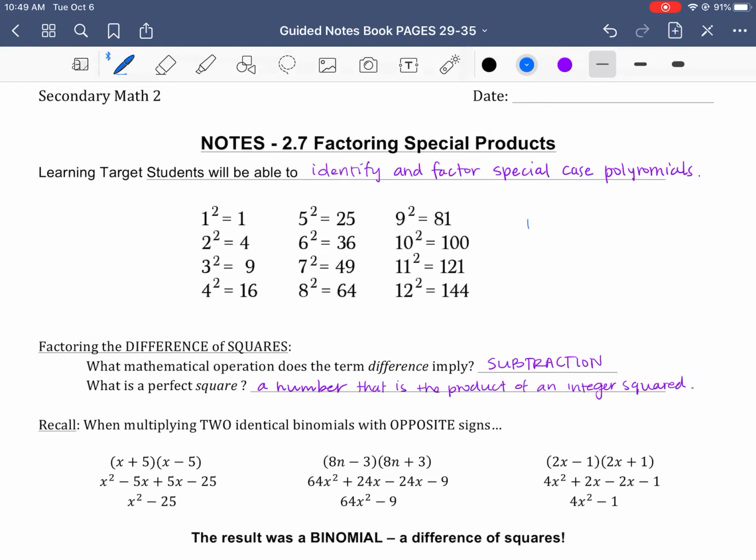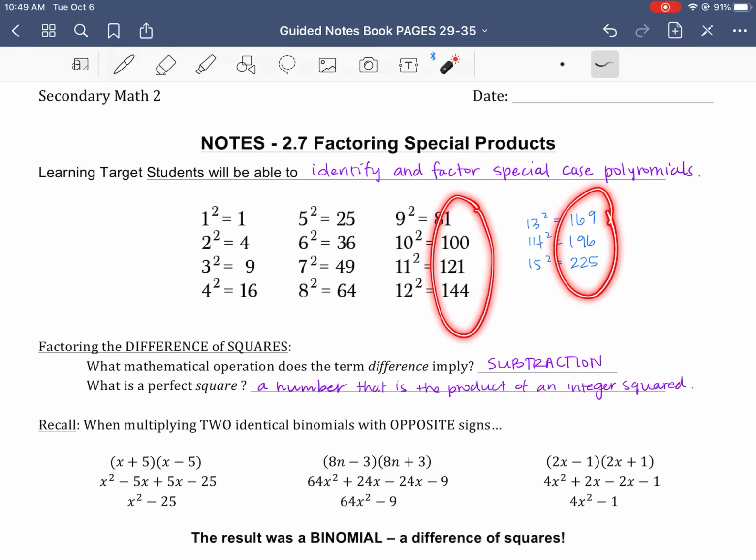Now we could add a few more on here. Sometimes we'll see a little bit higher ones. So 13 squared is 169, 14 squared is 196, and 15 squared is 225. We could go a few further. But essentially, it's really important that we are very familiar with these perfect squares. So when we return to class, we'll practice a lot with identifying perfect square numbers going forwards and backwards.